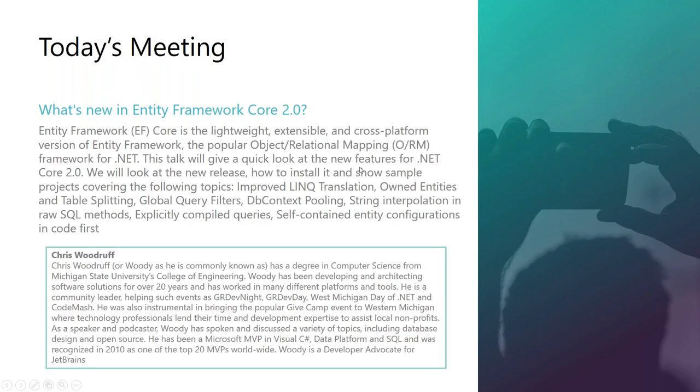And now let me introduce today's meeting. Today's meeting is about the new Entity Framework Core 2.0, which, I'm sure you know, is an object relational mapping tool that is improved and born out of Entity Framework, which is now quite well known and adopted all around the world. Chris Woodruff is the speaker who is going to show all the new cool stuff that Microsoft Entity Framework Core 2.0 has. Chris is a long-time speaker and developer, and I'm really happy to have him here speaking about this. So thank you a lot, Chris, for presenting.